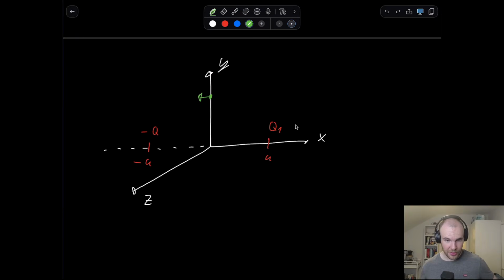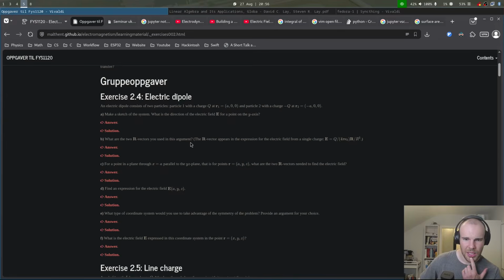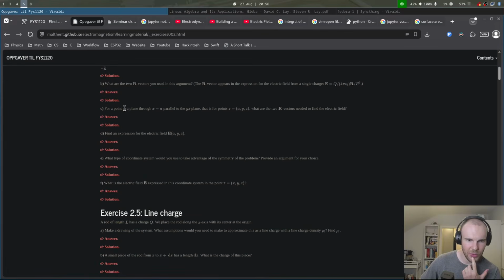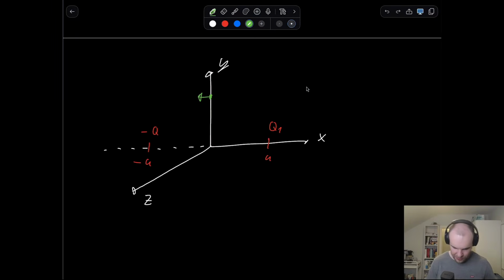So if you go back here, make a sketch, what is the direction? And the answer is minus x hat. Okay, what are the two r vectors used in this argument? The r vectors appear in the expression. The r vectors point to where it applies. That's what the r vector does. So in this case, the r vector points here because it's applied there, and the other r vector points here because it's applied there. That should be pretty much correct.